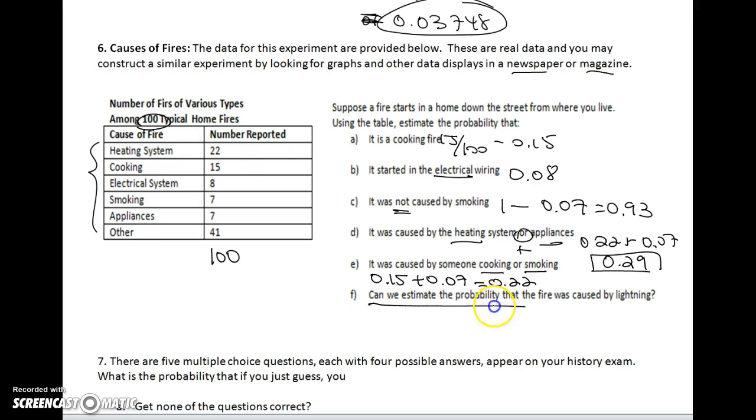Last but not least, can we estimate the probability that it was caused by lightning? Lightning is not one of our options right here, so we cannot estimate here. We know it has to be part of that 0.41, but we do not know exactly how much.